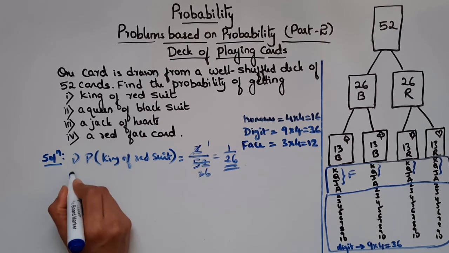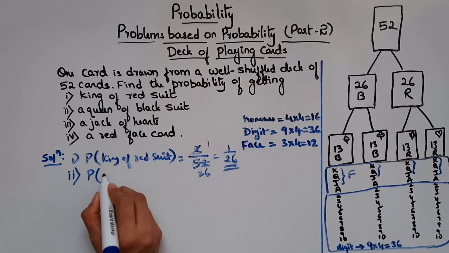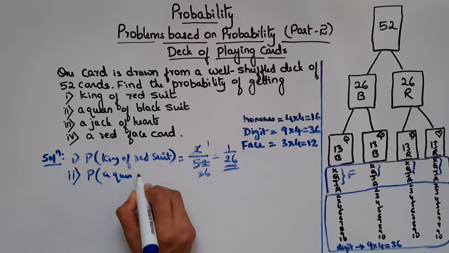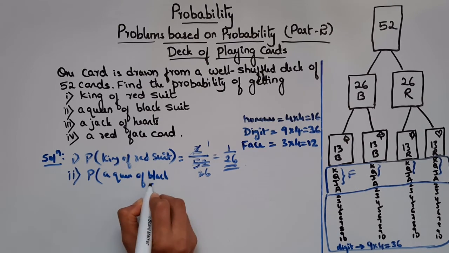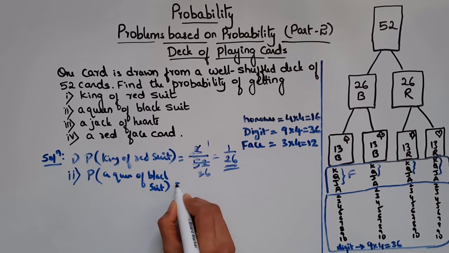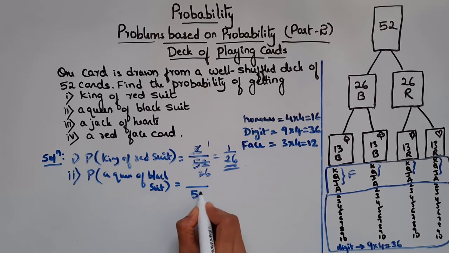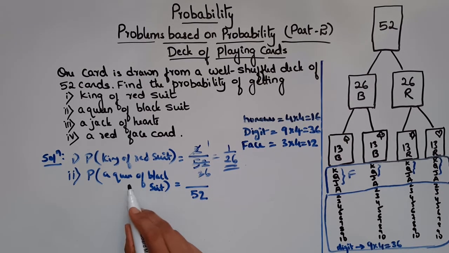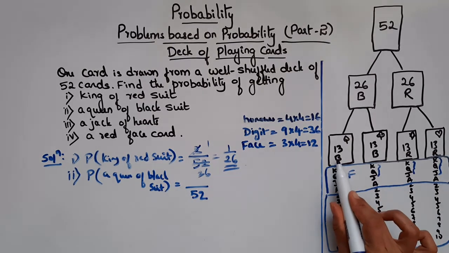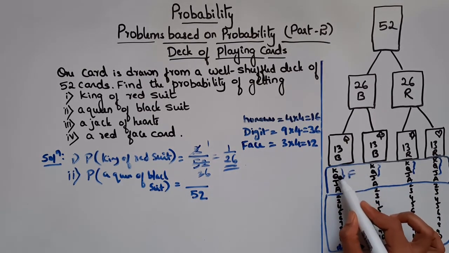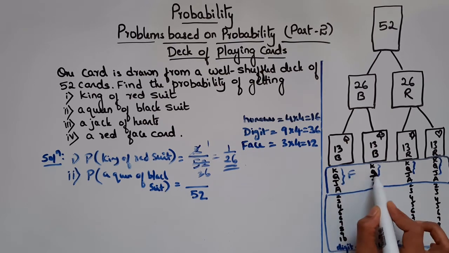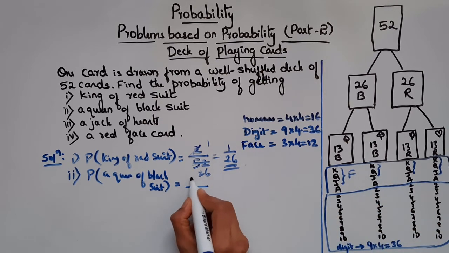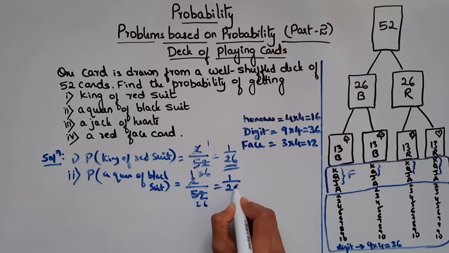Now let's see the second one. What is the probability of getting a queen of black suit? Which is equal to, here also the total possible outcome is 52. And in the numerator we have the number of outcomes favorable to E. So E here is to get a queen of black suit. How many queens of black suit are there? It's a black suit, so we have 2 sets, right? So 1 queen here and 1 queen here. So 2 queens, right? So 2. 2 1s are 2, 2 26s are 52. Therefore the probability is 1 by 26.